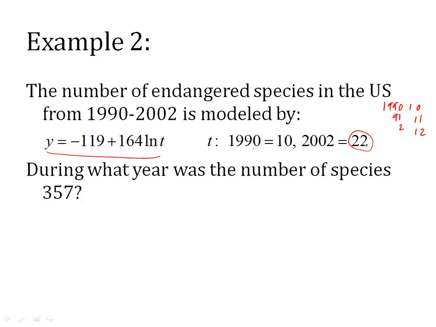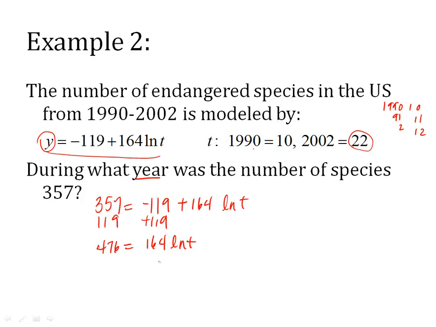This will come back at the end of the problem, so we'll try to figure out exactly what year we're looking for. So the question is, during what year was the number of species 357? That's what y equals, the number of species. All right? So what I need to do is set up my equation. So 357 equals negative 119 plus 164 natural log of t, solving for t. I need to isolate that t, so the first thing I'm going to do is add 119 to both sides. When I do, I get 476 equals 164 times the natural log of t. I need to get that isolated, so I'm going to divide by 164.